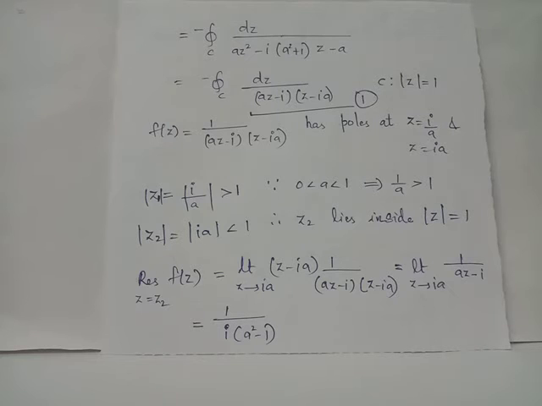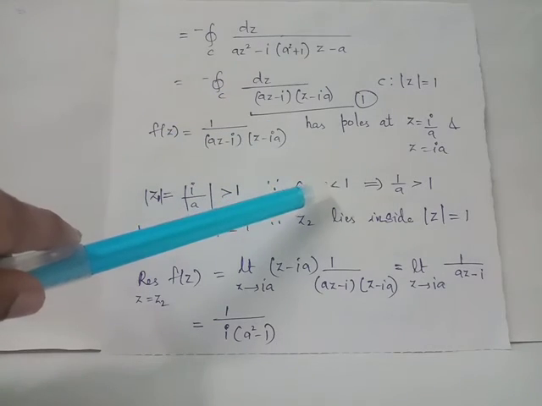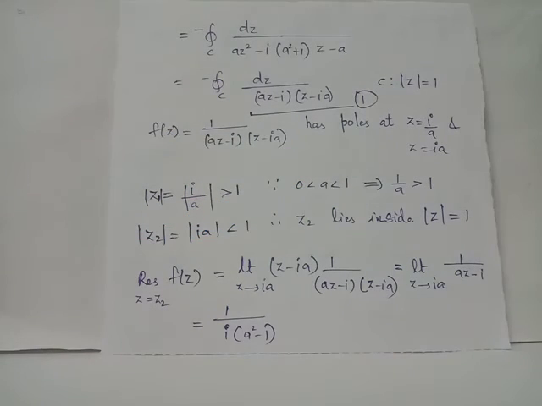Now we will evaluate the modulus of z2, where z2 equals ia. Modulus of ia is strictly less than 1, because modulus i equals 1 and a is less than 1. Therefore, modulus ia is strictly less than 1, and hence z2 lies inside the unit circle. Now we have to evaluate the residue of f(z) at z2.